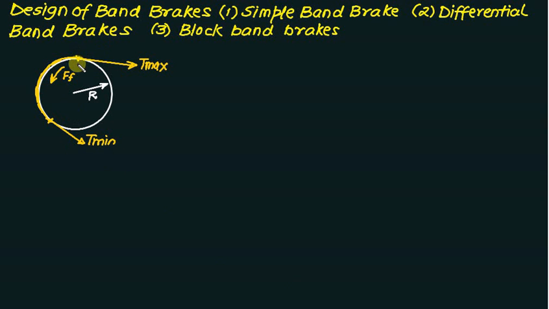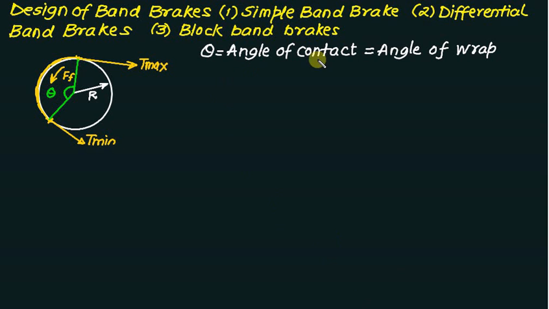Your contact starts from this point and ends at this point. So this angle is called theta, the angle of wrap. Theta is called the angle of contact or angle of wrap, and normally is taken in radians. 1 degree is equal to pi by 180 radian. So the contact starts from this point to this point, so this one is called the angle of contact.